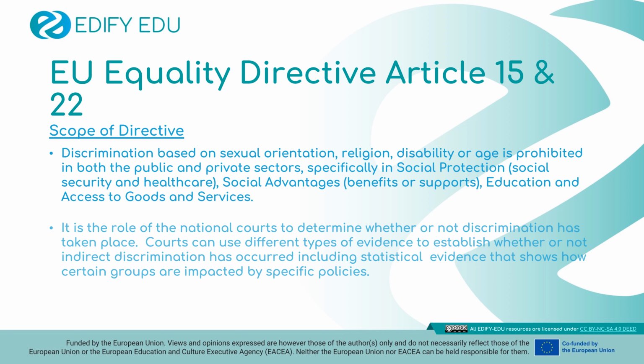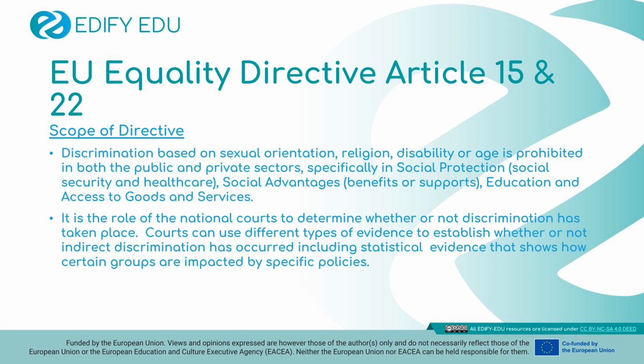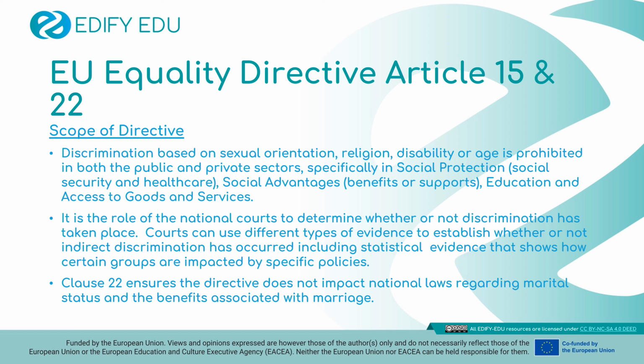It is the role of the national courts to determine whether or not discrimination has taken place. Courts can use different types of evidence to establish whether or not indirect discrimination has occurred, including statistical evidence that shows how certain groups are impacted by specific policies. Clause 22 ensures the directive does not impact national laws regarding marital status and the benefits associated with marriage.